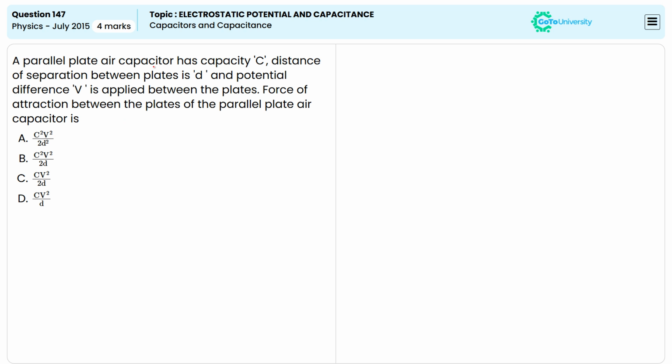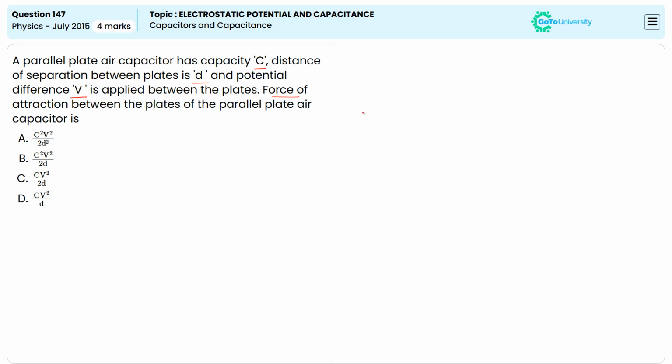A parallel plate air capacitor has a capacity C. Distance of separation between plates is D and potential difference V is applied between the plates. Force of attraction between the plates of the parallel plate air capacitor is.